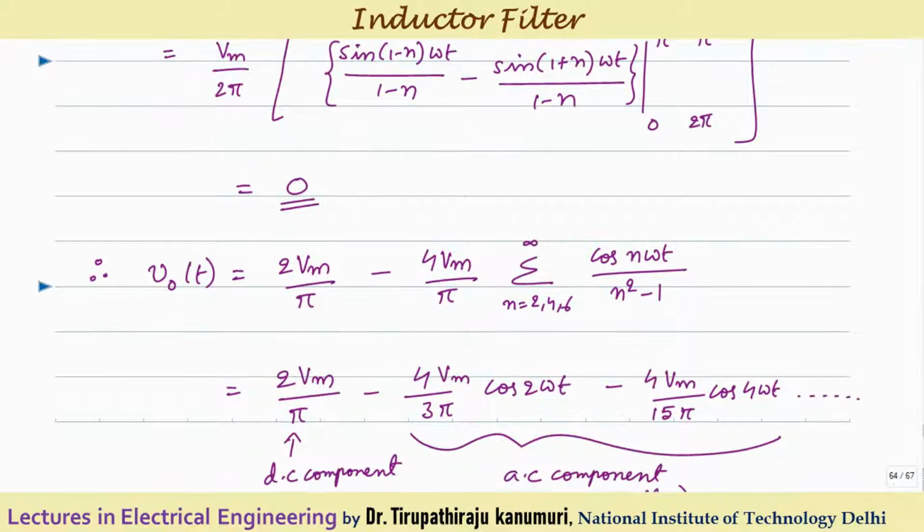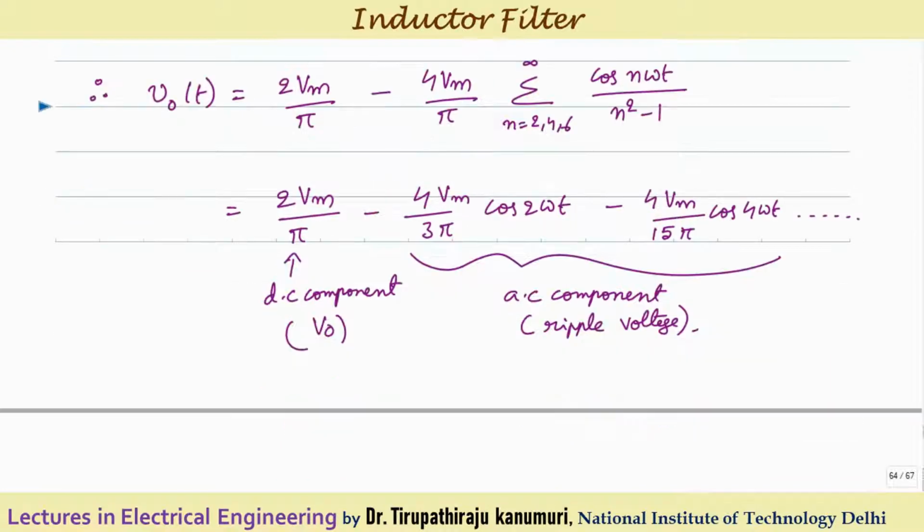So we are getting Bn is equal to 0 and An only for even numbers it is non-zero, and DC component is 2V maximum by pi. So finally I can summarize my output voltage, I can write as 2V maximum by pi minus 4Vm by pi, this is only for even numbers, that's why n is equal to 2, 4, 6 etc. up to infinity, cos n omega t divided by n square minus 1. So when you are expanding this, this contains the DC component and this contains the AC component, only even harmonics are there, 2, 4, 6 only these are there, minus 4Vm by 3 pi cos 2 omega t, minus 4Vm by 15 pi cos 4 omega t, like that it will come.